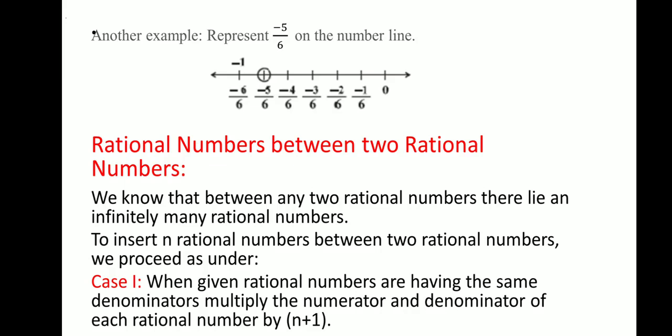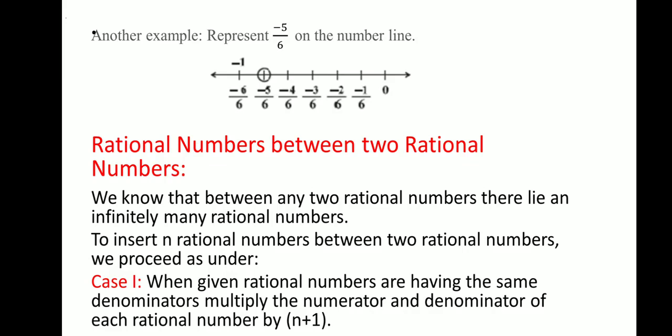Same as we have done for the addition of positive rational numbers, the same is the case with negative rational numbers. So between 0 and -1 we will divide it like this: -1 over 6, -2 over 6, -3 over 6, -4 over 6, -5 over 6, and -6 over 6, that is equal to -1. So the point which I need to consider is -5 over 6. I will put it in a circle, that is -5 over 6.